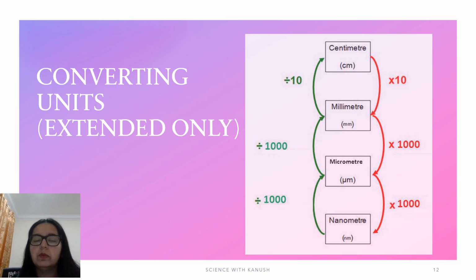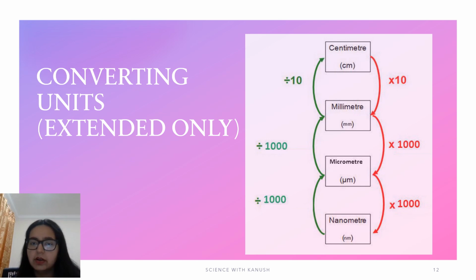Then converting between units, this is only for the extended students. So from centimeter to millimeter, we know it's multiplied by 10. From millimeter to micrometer, we need to multiply by 1000. And from micrometer to nanometer, we need to again multiply by 1000.